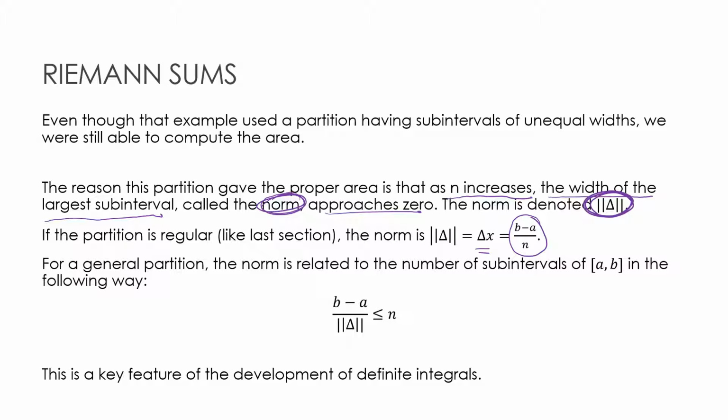So for a general partition, the norm is related to the number of subintervals. So we can say b minus a over the norm instead of b minus a over n, and we know that's going to be less than or equal to n. This is going to be important as we look at definite integrals.